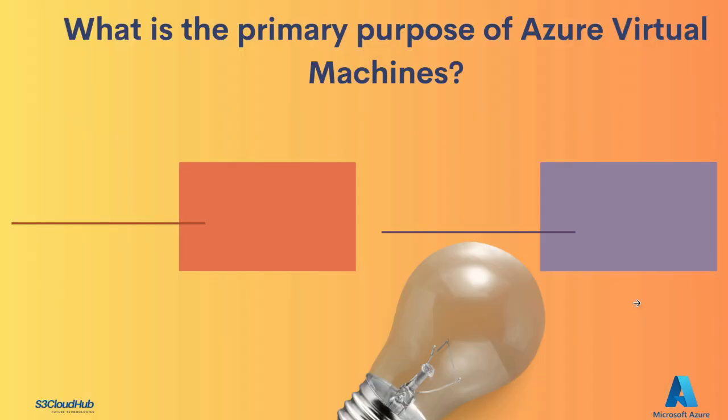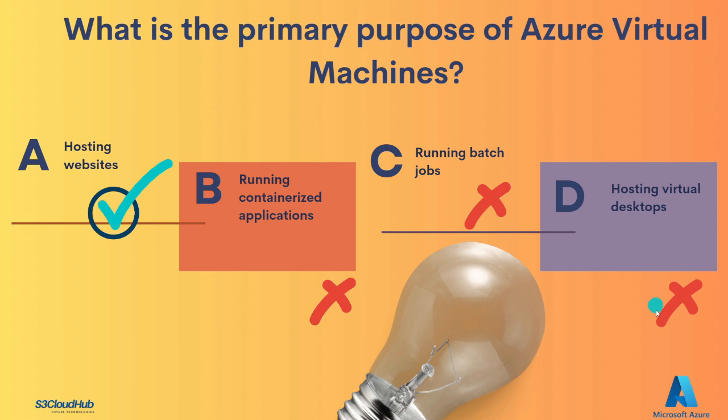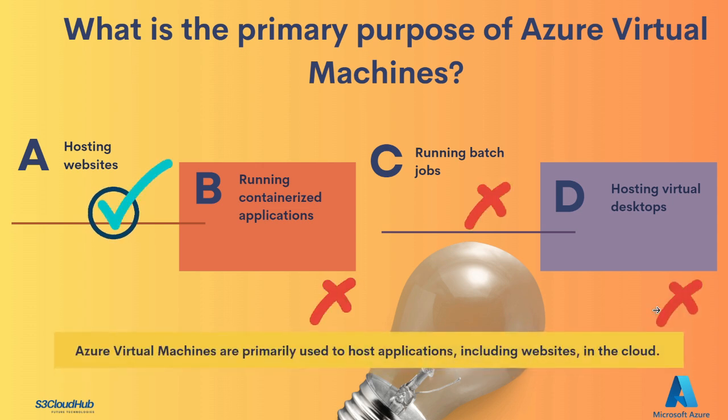So our next question is, what is the primary purpose of Azure Virtual Machines? Hosting websites, running containerized applications, running batch jobs, hosting virtual desktops. So our right answer is hosting websites. Azure Virtual Machines are primarily used to host applications, including websites in the cloud.